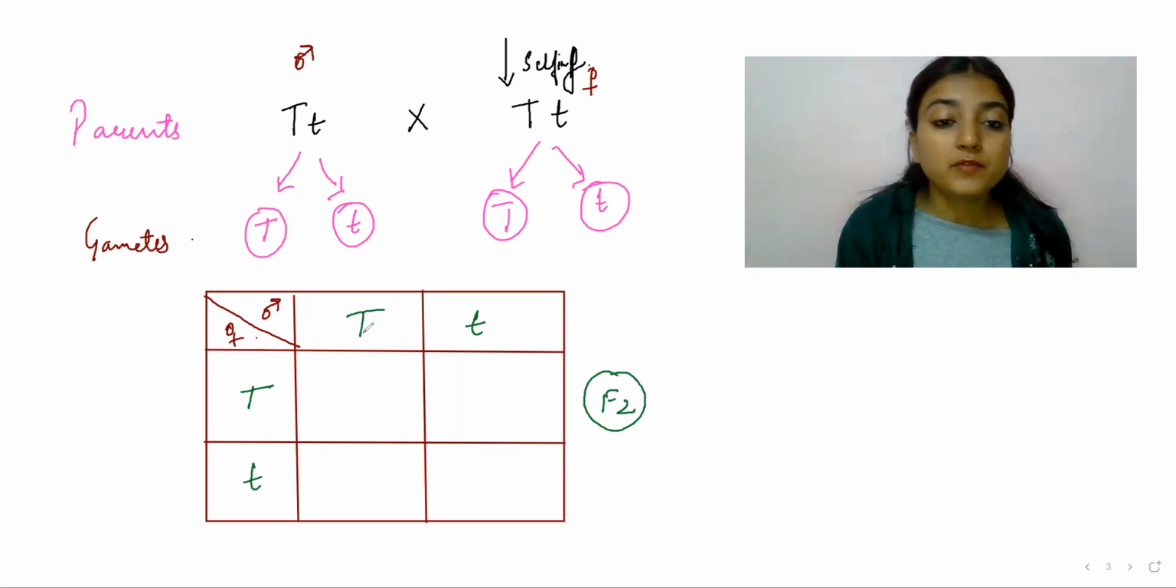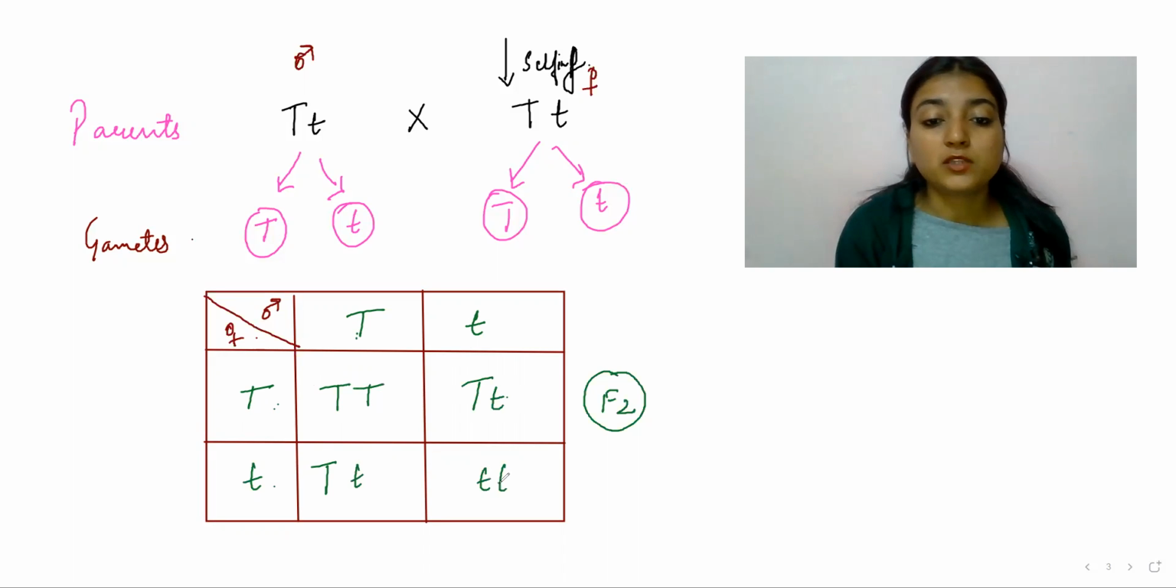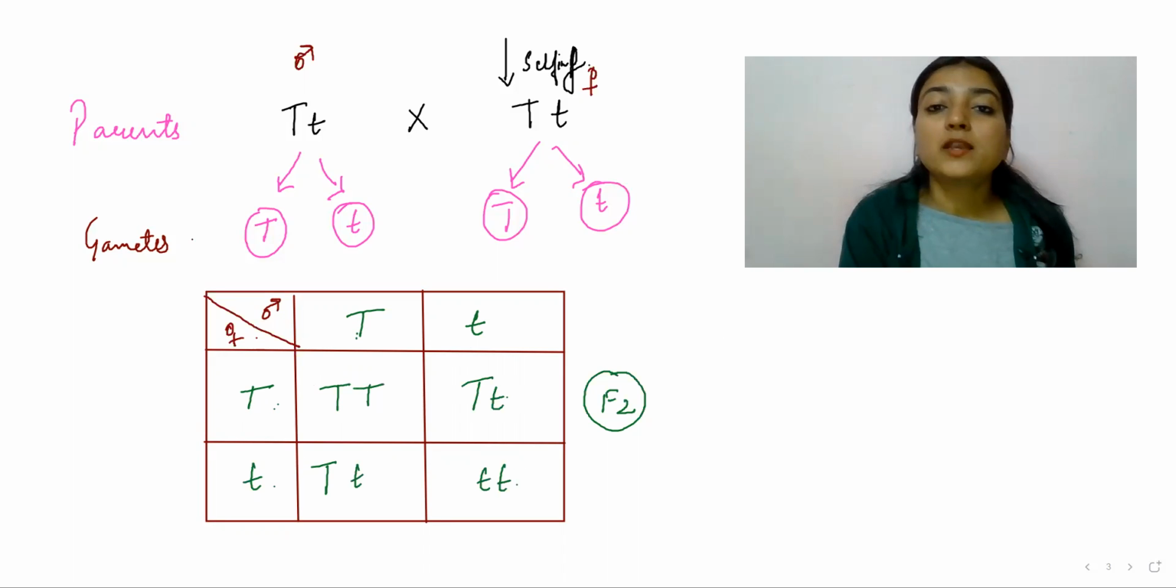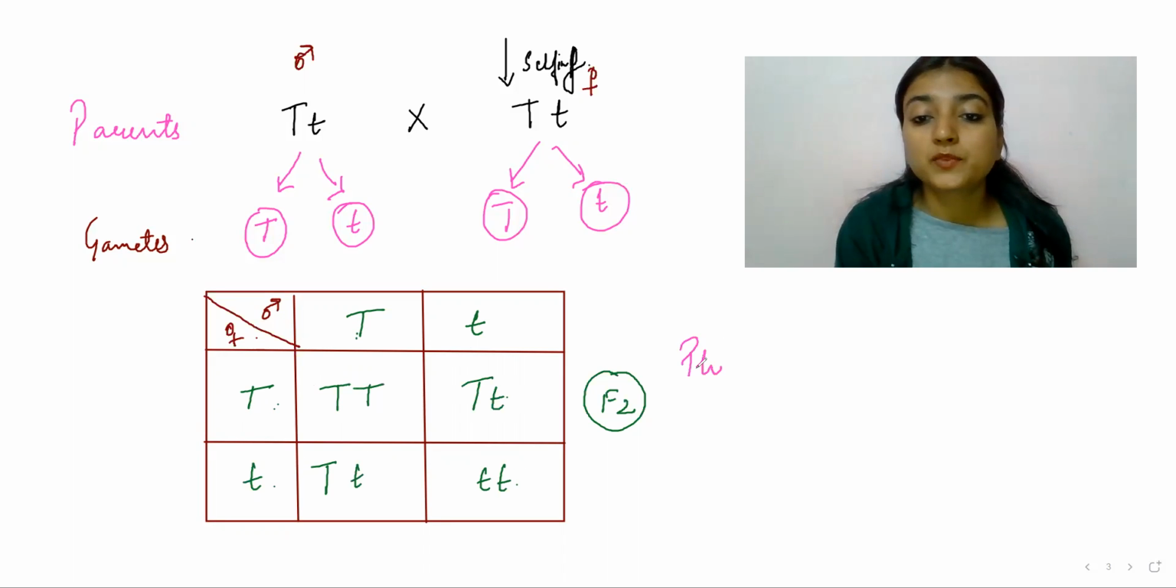Okay, so now we will do the crossing, T with this T. So capital T, the dominant one. Now with this T with this T, capital T and small t. Then again capital T, this T with this small t, this T with this, so small t and small t, the recessive form. Now again, after making the Punnett square, we will be establishing the phenotypic ratio of this.